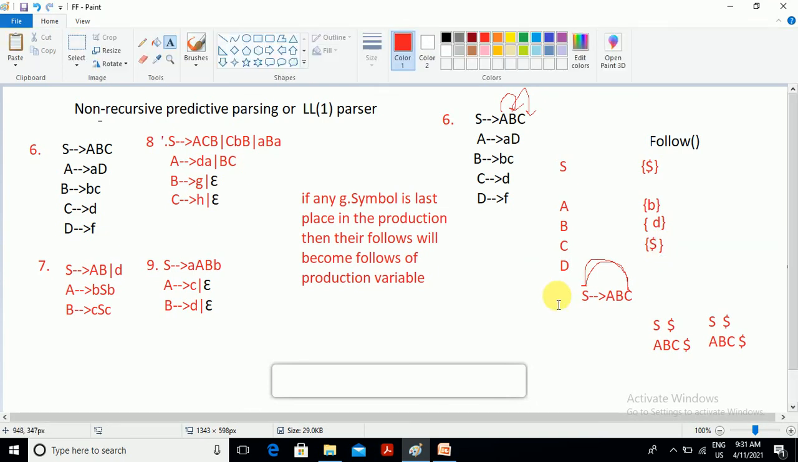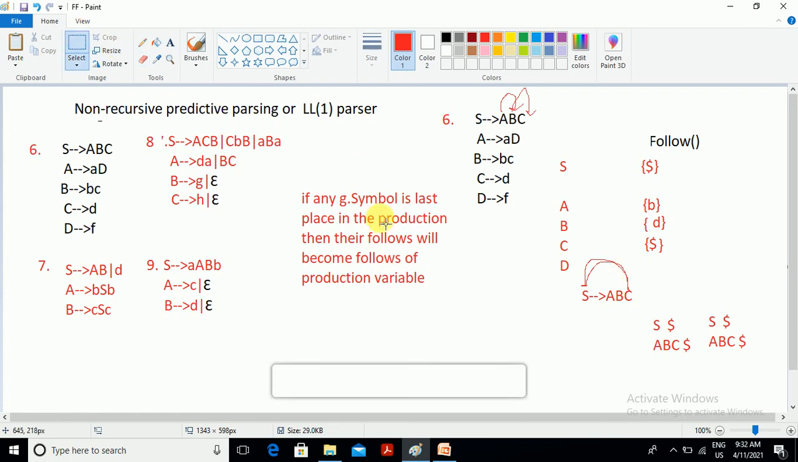Then what are the follows of D? Here we need to identify the follows of D. How many places is capital D there? In only one place capital D is there. What is our rule? In case any grammar symbol is in the last position in a production, then its follows will become the follows of the grammar symbol. What are the follows of grammar symbol capital A? The follows of capital A will become a small b. Small b also will become a follow of D.